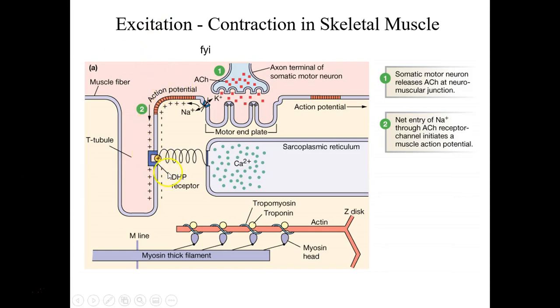Don't worry about the DHP receptor, none of that. You'll learn that in physiology. But the end result is, once this signal goes down the T-tubule, see the T-tubule, it's going to open this little gate right here, and the calcium is going to flood out. Okay, so that calcium is going to flood out.